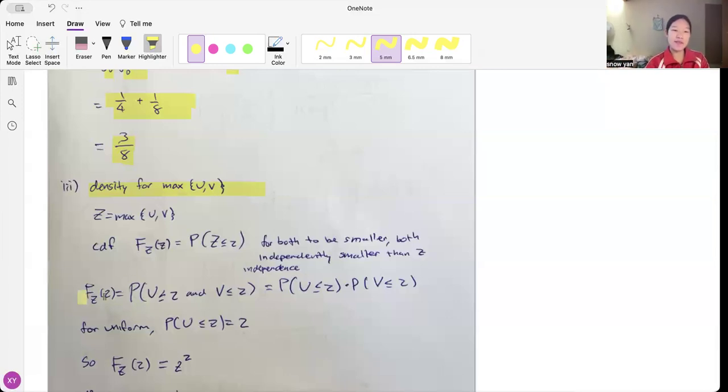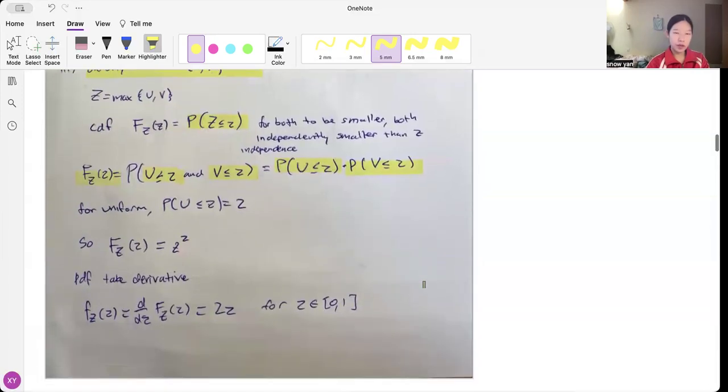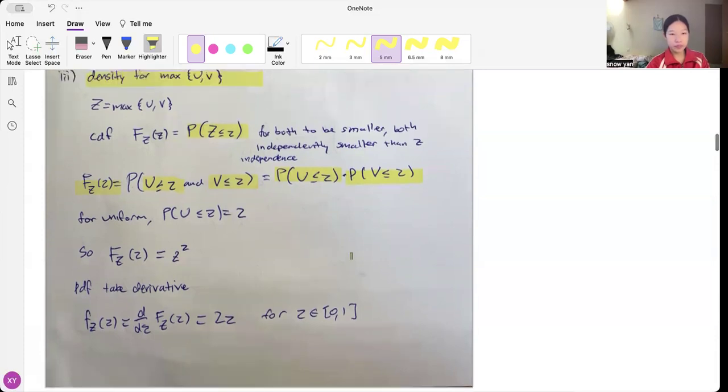So that's how we have F of z equal to P of Z smaller than z. That means our U and V have to both be smaller than z. Since they're independently smaller, we can break it down into multiplication instead. And because U and V are uniform, we can work this out. P of U smaller than z is equal to z.